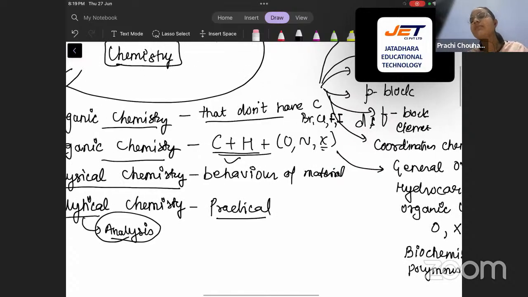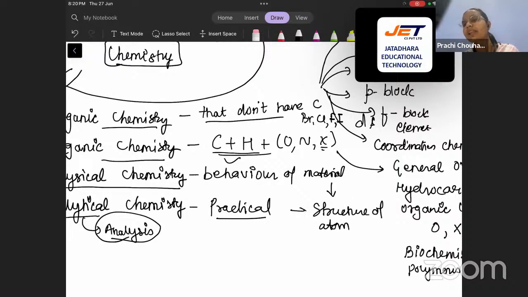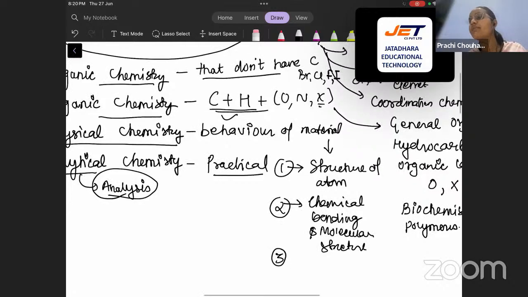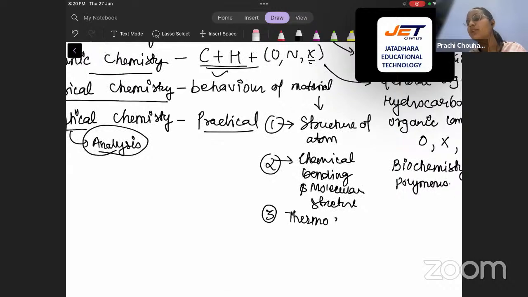In this, we will be learning the basics of how matter looks. Basically, we will be learning about the structure of atom. And also, we will be learning about how atoms form bonds between themselves. So we will be learning about chemical bonding and molecular structure. And the other unit that you will be seeing here is thermodynamics.